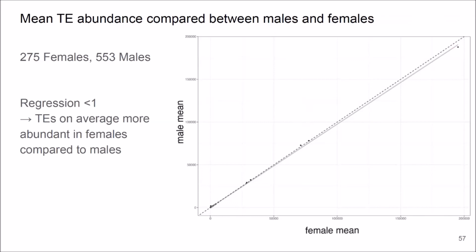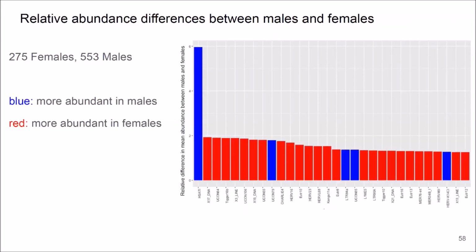So most likely this just means that TEs, or many TEs, are more abundant on the X chromosome compared to the Y chromosome. And if you do a pairwise comparison, only looking at the 30 TEs with the highest differences in mean abundance between males and females, this trend seems to hold up as well, because out of the 30 TEs that I'm showing here, 25 are more abundant in females compared to males, and only 5 are more abundant in males compared to females.